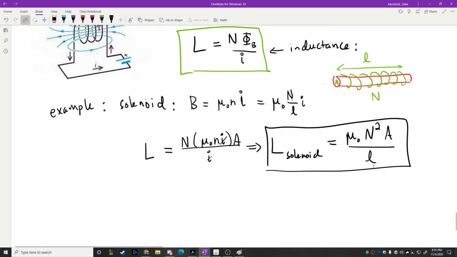Now, what do the units of this look like? Let's look at the units. Mu naught has units of Tesla meter divided by amp. N has no units at all.